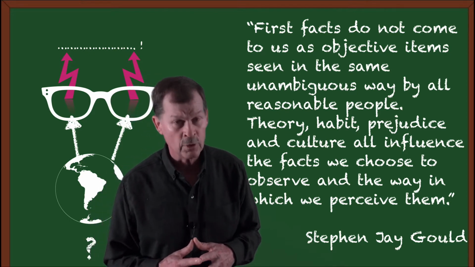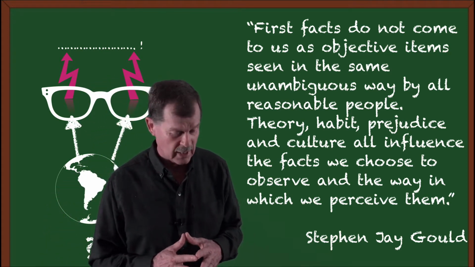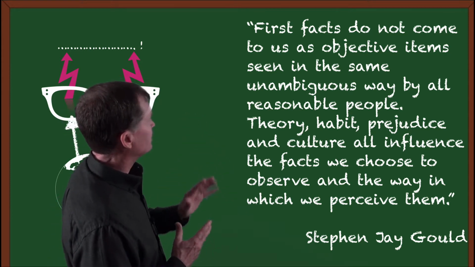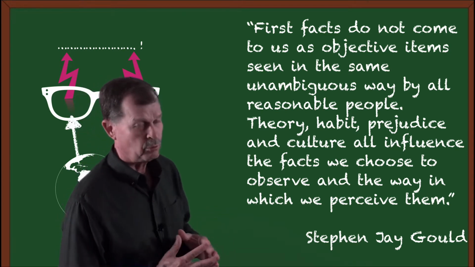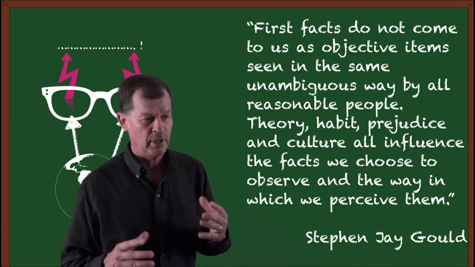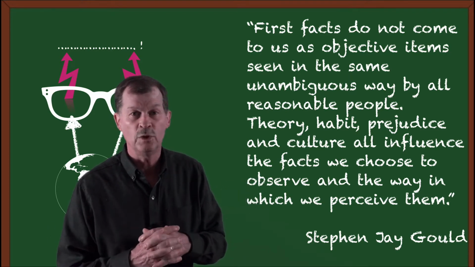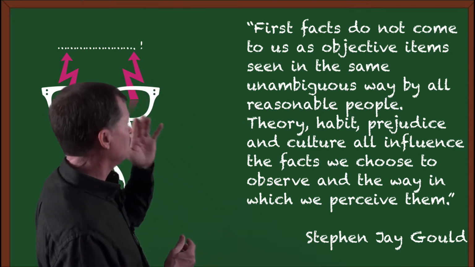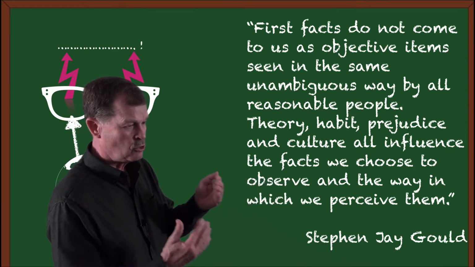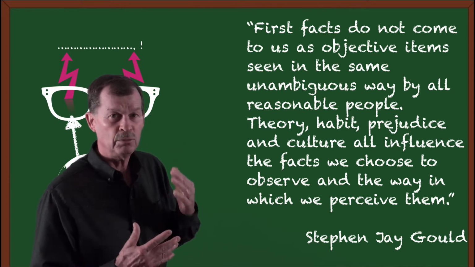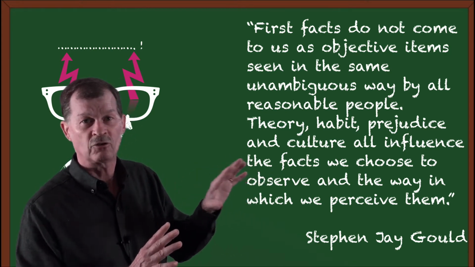What are the tools that I can have to be able to discern between the different models, and what distinguishes the different models? Well, this is what I had found in the quote of Stephen Jay Gould, who himself being a scientist, a biologist, recognized, he said, first, facts do not come to us as objective items seen in the same unambiguous way by all reasonable people. So in other words, facts just don't come to us. They aren't a package deal. They aren't just something that we look at, and there it is, and we just report what it is.